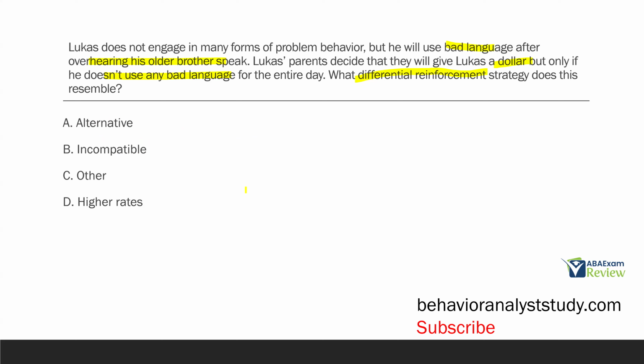What we're looking at here is differential reinforcement of other behavior, because when we use a DRO, a differential reinforcement of other behavior procedure, we reinforce in the absence of a behavior. In this case, Lucas gets that $1 if he doesn't engage in bad language for the whole day. So in the absence of the bad language, Lucas is receiving reinforcement.